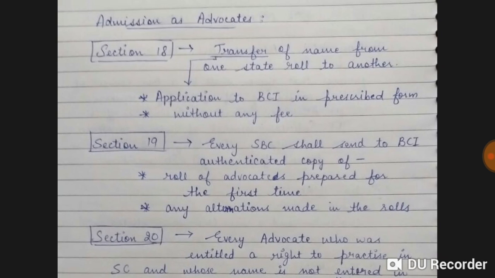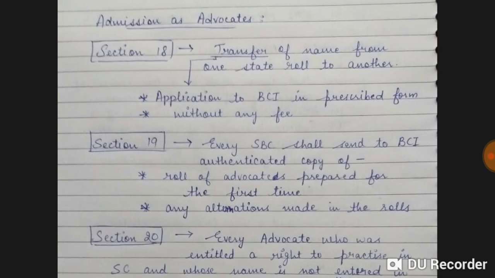Section 18 says transfer of name from one state roll to another. If any advocate or legal practitioner wants his name to be transferred from one state to another, then that member shall write an application to the Bar Council of India in a prescribed form, and on receipt of that application, the Bar Council of India will direct the state to transfer the name of that applicant, and this procedure will be conducted without any fee.